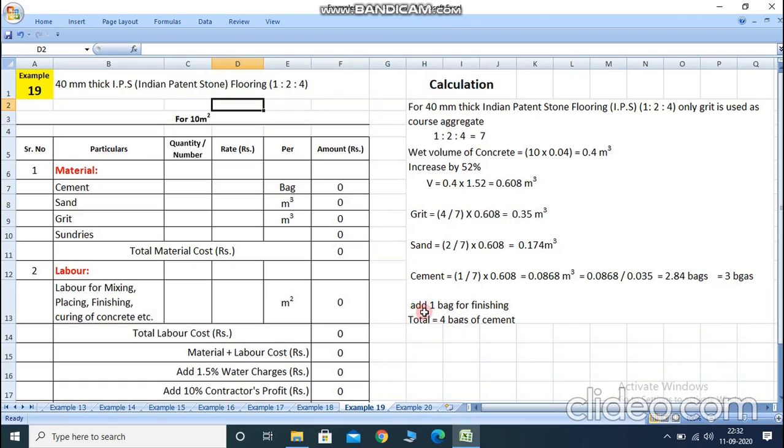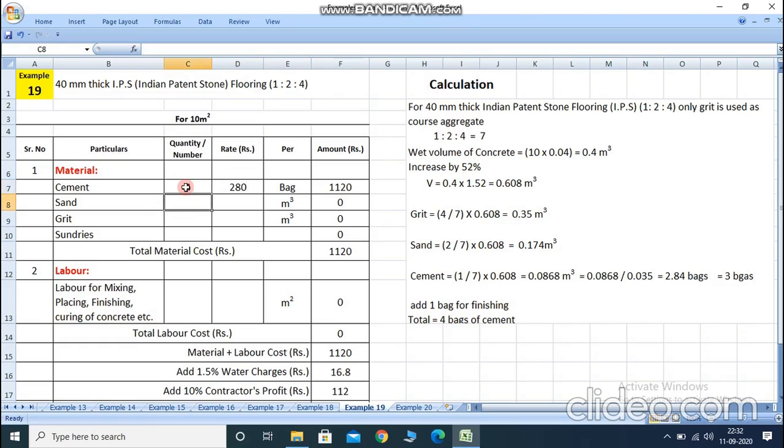Now here one note is given: add 1 bag for finishing. So a total of 4 bags of cement is required, 3 as material and 1 bag for finishing work. So here a total of 4 bags of cement is required. So we write here 4 bags. Per bag rate is 280 rupees.